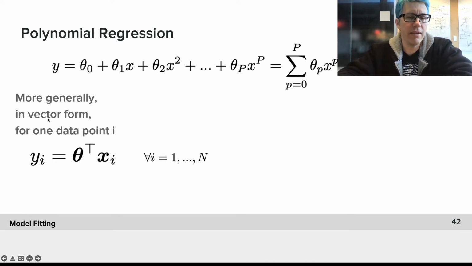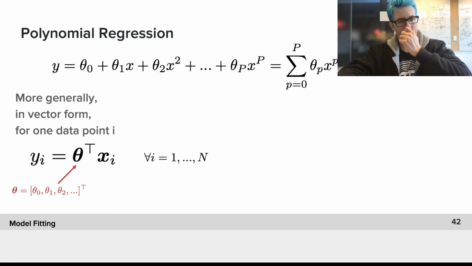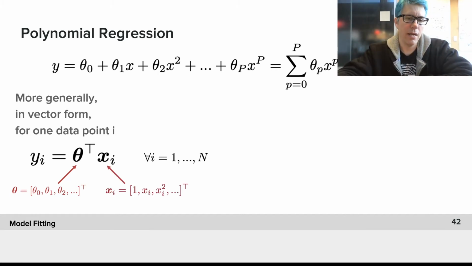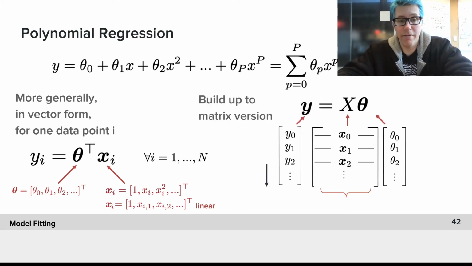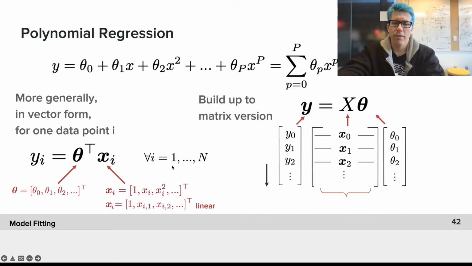So more generally, in vector form, we can say for each data point i, we have y i is theta transpose times x i, where x i is a vector, for all i. And now this theta is just a vector containing numbers, and this one is a vector containing 1, x i, x i squared, and so on and so forth. Okay, now in linear regression, multiple regression, these would all have been independent dimensions. Here, they're just powers of x i.